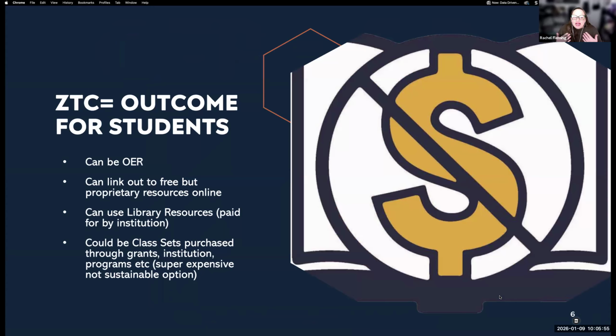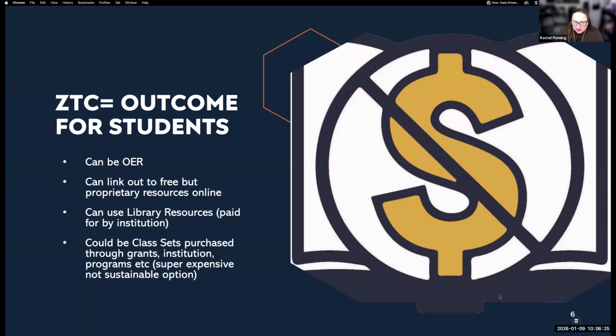So ZTC is just an outcome for students. That just means that it's 0 textbook costs for students. It could be an OER. It could be that you're linking out to copyrighted or proprietary resources that are just free online, which is very common. It could be linking to library resources that are paid for by the institution, or it could be class sets that are purchased through grants or institution programs. Think of the Promise program, Elevate, where students get the books for free. It is a 0 textbook outcome for students, but it actually could be very expensive if you're buying class sets.